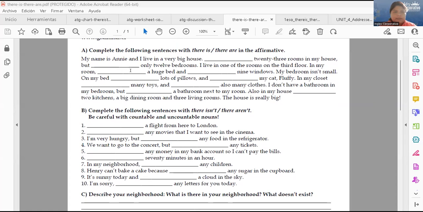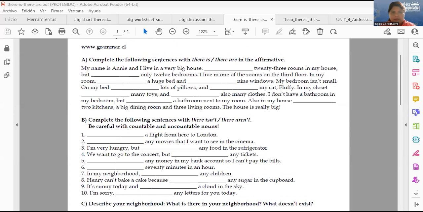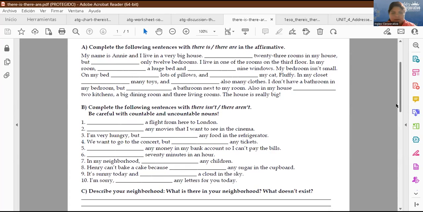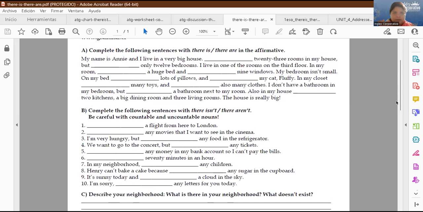My name is Anne. Solamente me dicen ahí si ya se ve el PDF y si se ve bien, si no lo hacemos más grande. Yes, teacher. Ya se ve. Okay. Y si no, lo tenemos que hacer más grande.